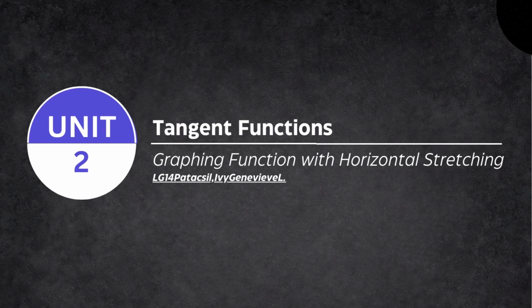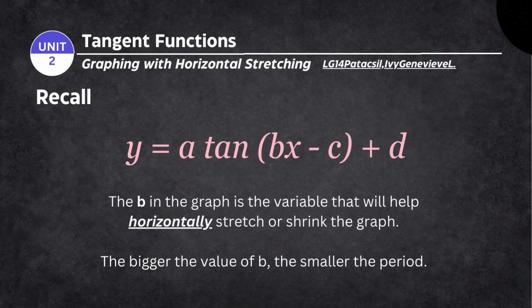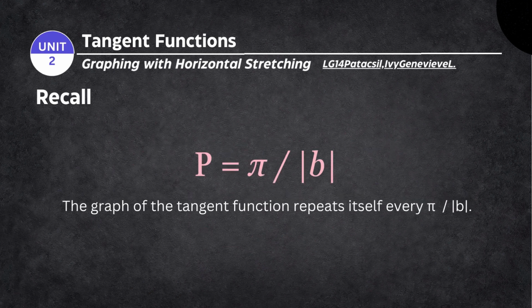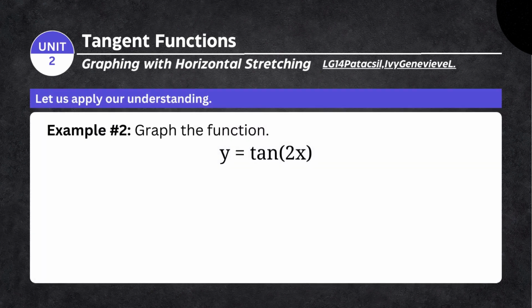Now let's move on to graphing a tangent function with horizontal stretching. In the equation y equals a times tangent quantity b x minus c plus d, the value of b will determine by how much the graph will horizontally stretch or shrink. We will have to remember that the absolute value of b is inversely proportional to the period of the graph. This is because the period of the graph, or p, is equal to pi over the absolute value of b. It means the curve repeats itself every p radians. Now let's try to apply our understanding.